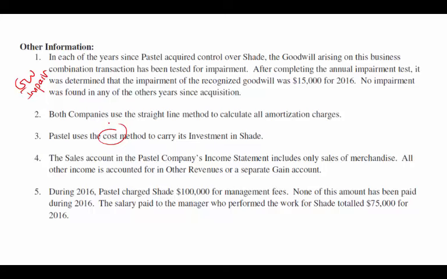Number 5. During 2016, Pastel charged Shade $100,000 for management fees. None of this amount has been paid during 2016. The salary paid to the manager who performed the work for Shade totaled $75,000 for 2016. We're starting to get into intercompany transactions now. As we identify each of them, it's helpful to give them a number so that we have a logical checklist when we work through them and complete each of our elimination entries.